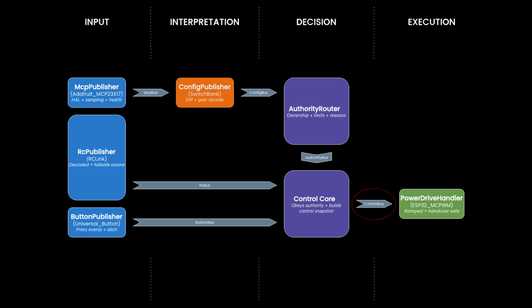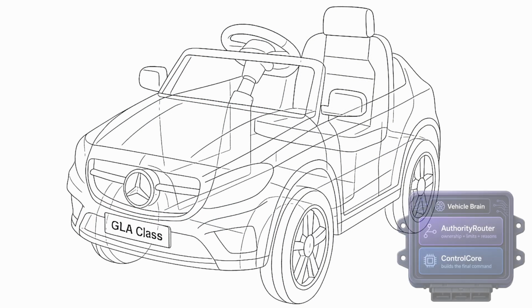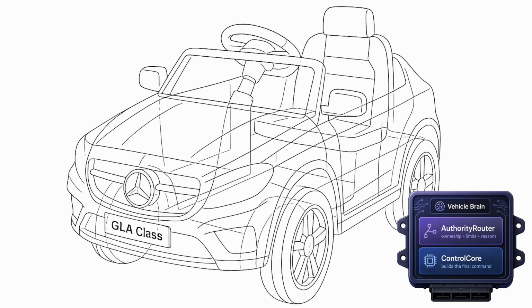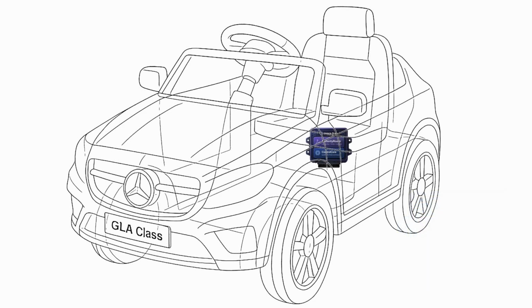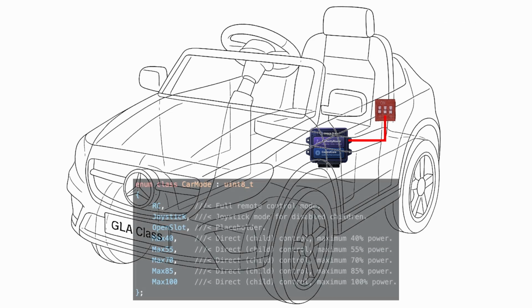Now there's one strategic element I have built into the design, and that is the Authority Router also subscribes to the RC publisher. Let me explain why. When the car powers on, it reads the hardware inputs through the MCP23017. That gives the software raw electrical states, switches, buttons, and selector positions. The dip switch is the first important configuration input. It selects the vehicle mode.